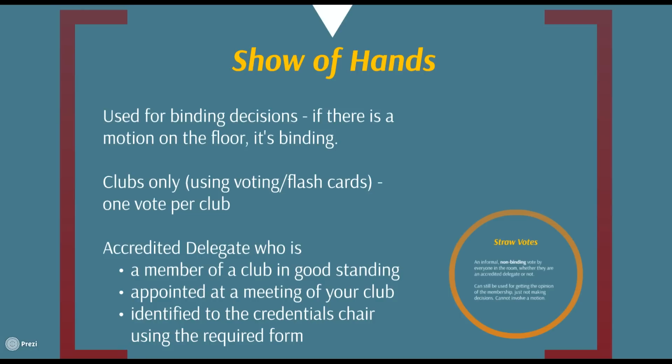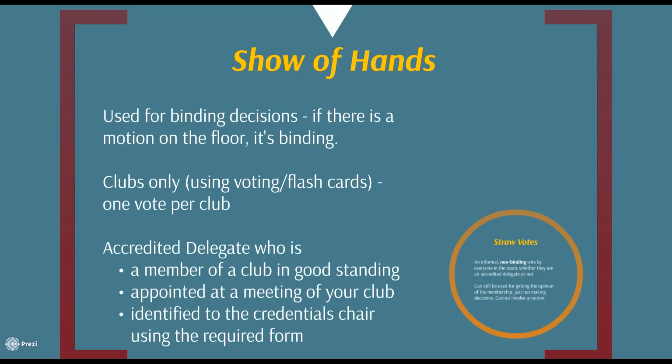Accredited delegates must be designated by the club and registered with the credentials chair using the form provided. If the credentials chair does not have the form with the names of the official accredited delegate and alternate accredited delegates, no member of that club will be able to hold the club's vote. Accredited delegates from outside of your club will be allowed to vote on your behalf in all ballot or poll votes. They can participate in a show of hands vote as the accredited delegate for one club only.